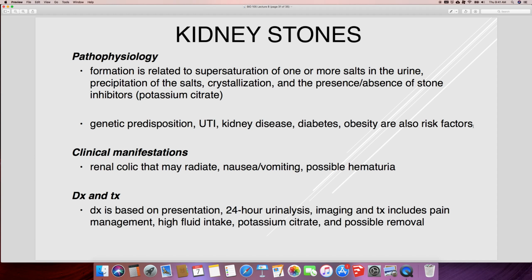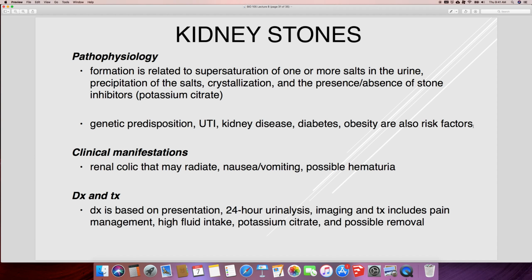Clinical manifestations, renal colic, that's the big one. That's that flank pain. It may radiate. It may change as the stone moves. Nausea, vomiting, sometimes hematuria, depending on the size and the location of the stone.